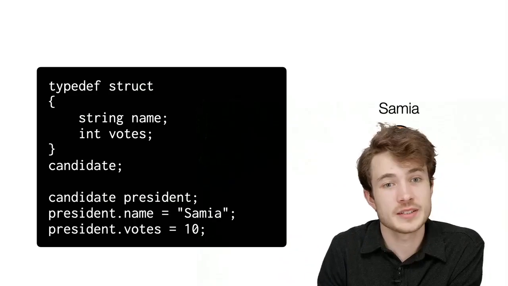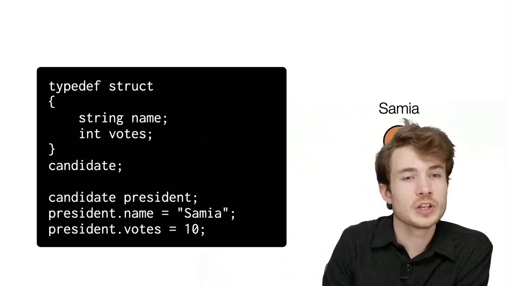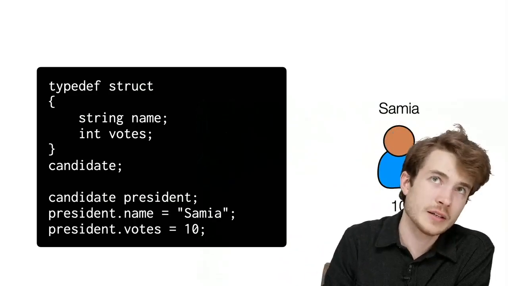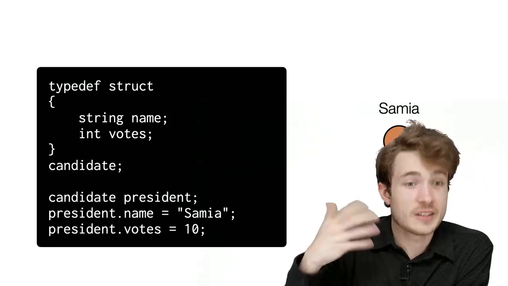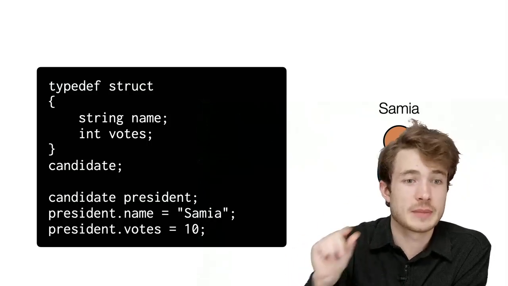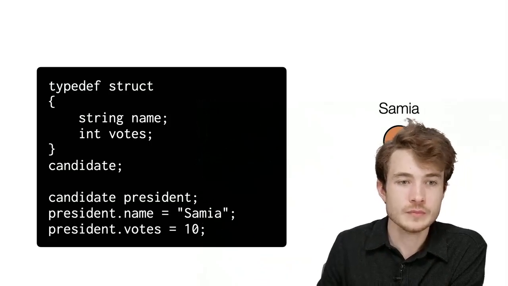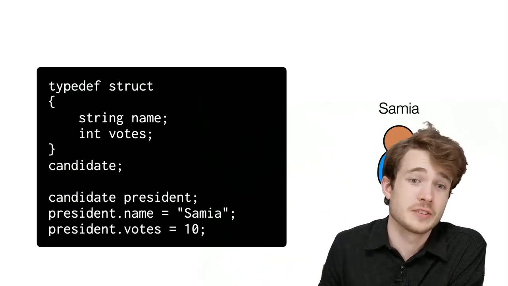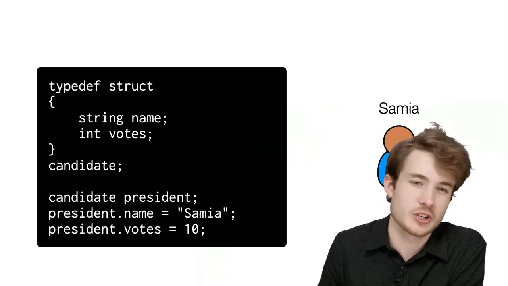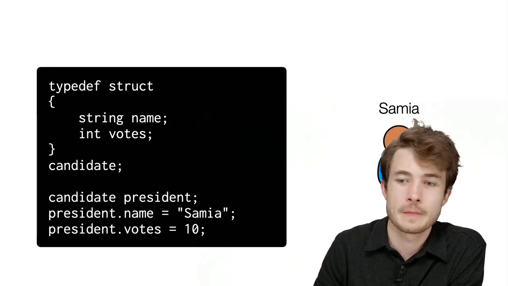So candidate president, candidate vice president. We could maybe have a candidate called candidate, but we'd still have to instantiate that by saying candidate space candidate, the type name, then the variable name. And probably in that case, best not to confuse the variable name with the structure name, so I would probably avoid that altogether.